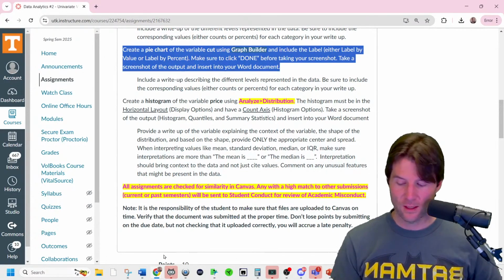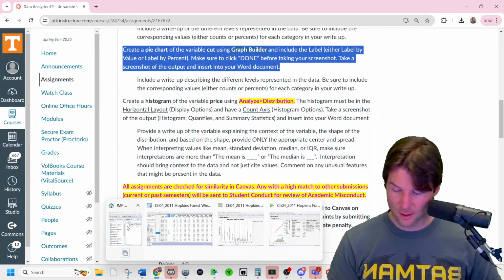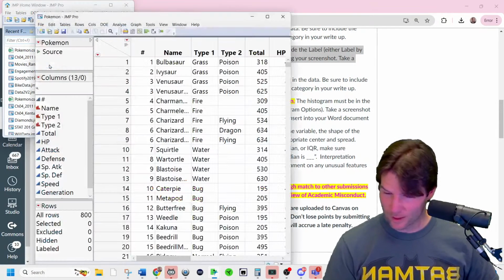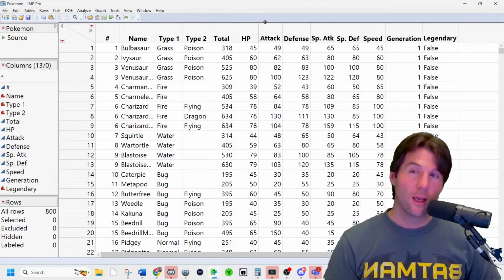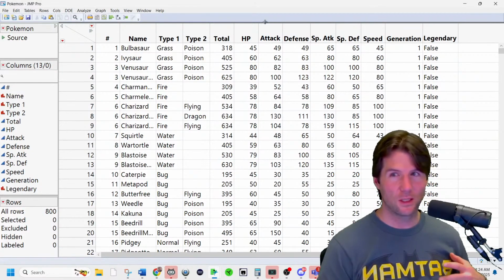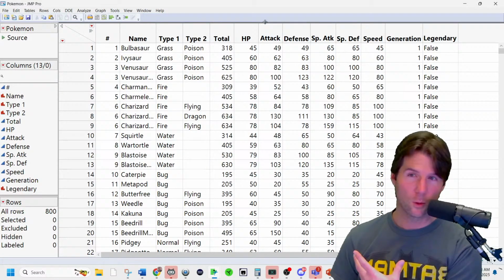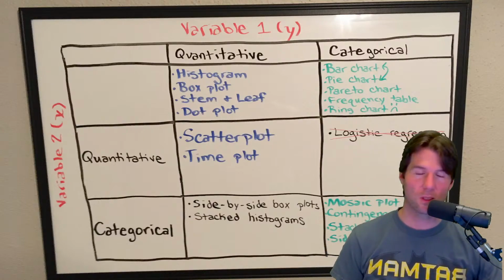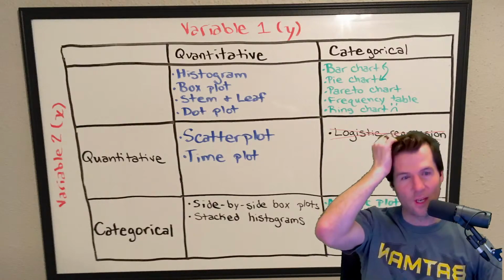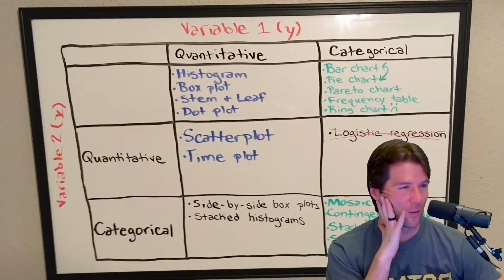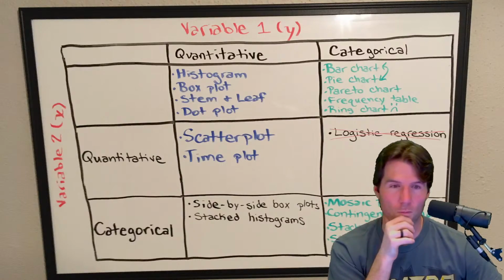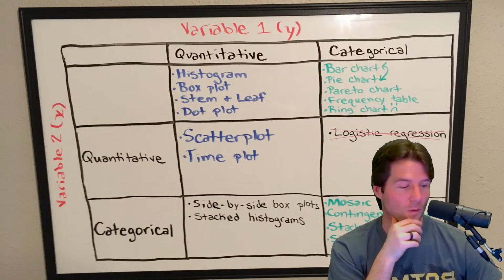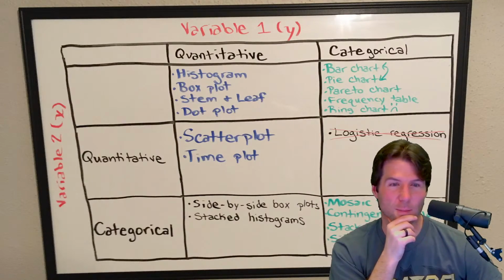With that said, let's go take a look at some data. So we're going to open up Pokemon data, because everyone loves Pokemon. And the first part of this is going to have you make categorical displays of data. So what are we having you make for the first part of this assignment for categorical displays of data? What are you going to make?